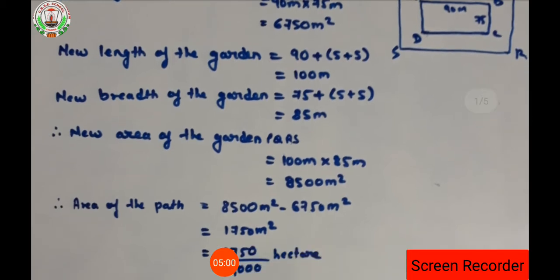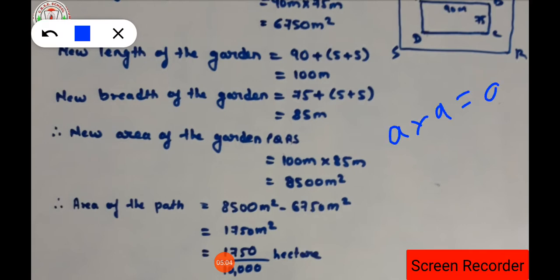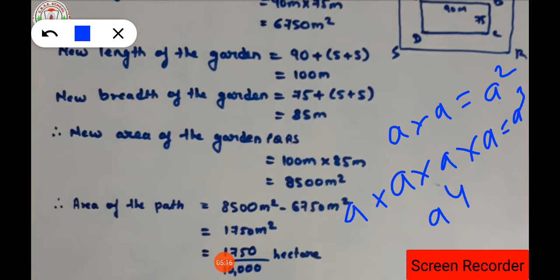Students, remember that whenever any alphabet is multiplied, it will be in the form of a power. A into A will be A square. A into A into A will be A cube. When there are four A's, it will be A to the power 4. In the same way, when meter is multiplied with meter, it will be meter square. That's why in the answer it will become meter square.